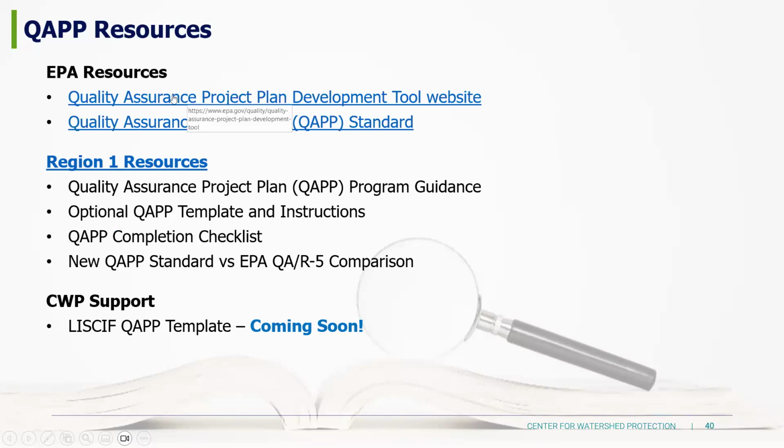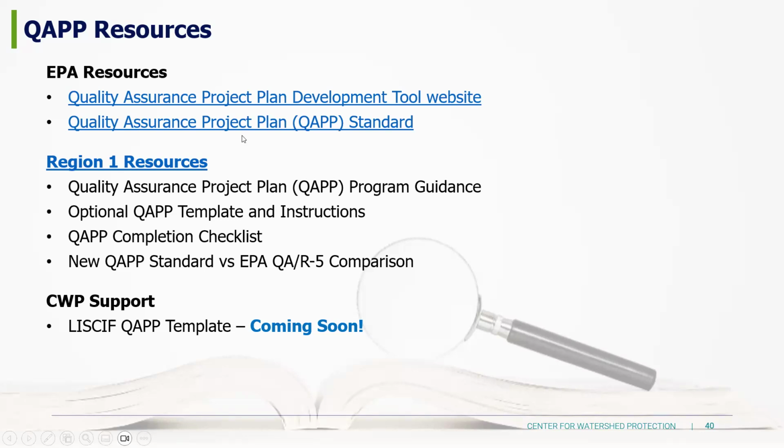So EPA resources, there's a QAPP development tool website, which is really helpful. It will walk you through the different steps of developing a QAPP and has a lot of good information. And if you were on the last webinar, we talked about the new QAPP standard that came out. I think it was August of last year. So there's a link here to that QAPP standard if you wanted to take a look at it.